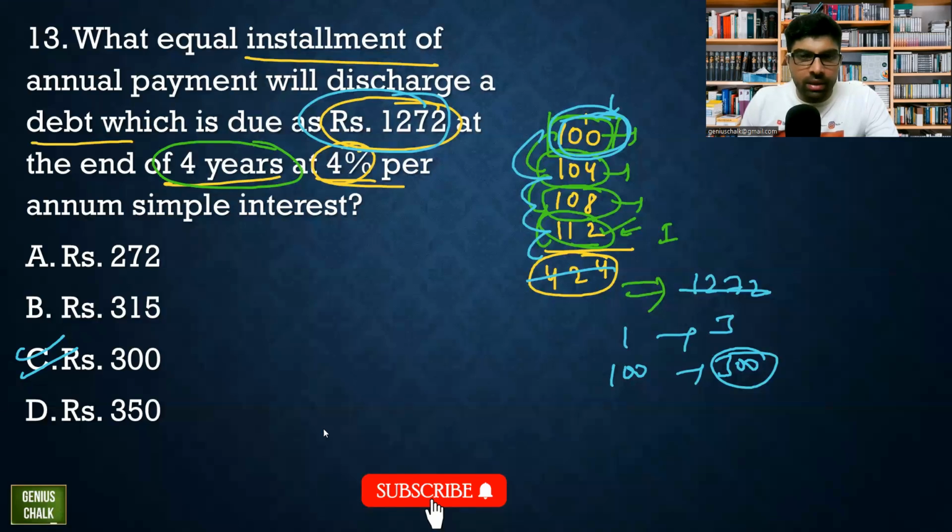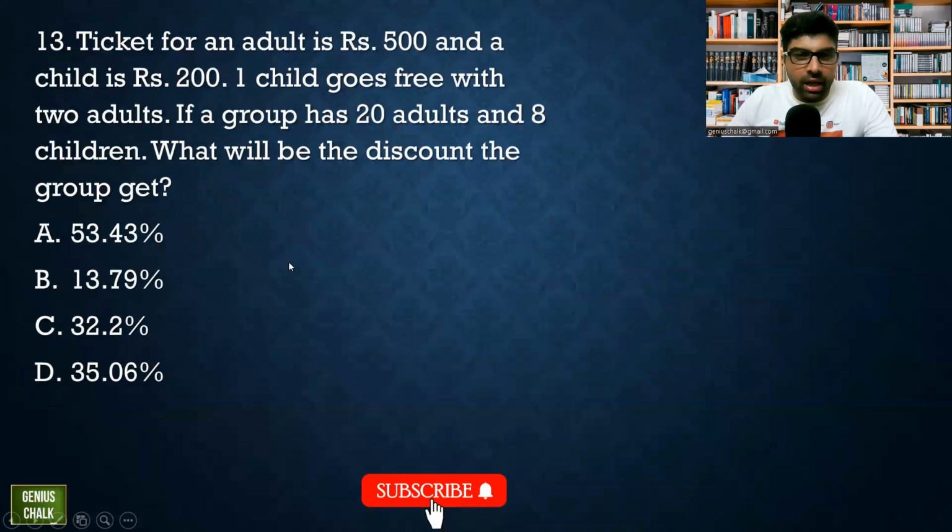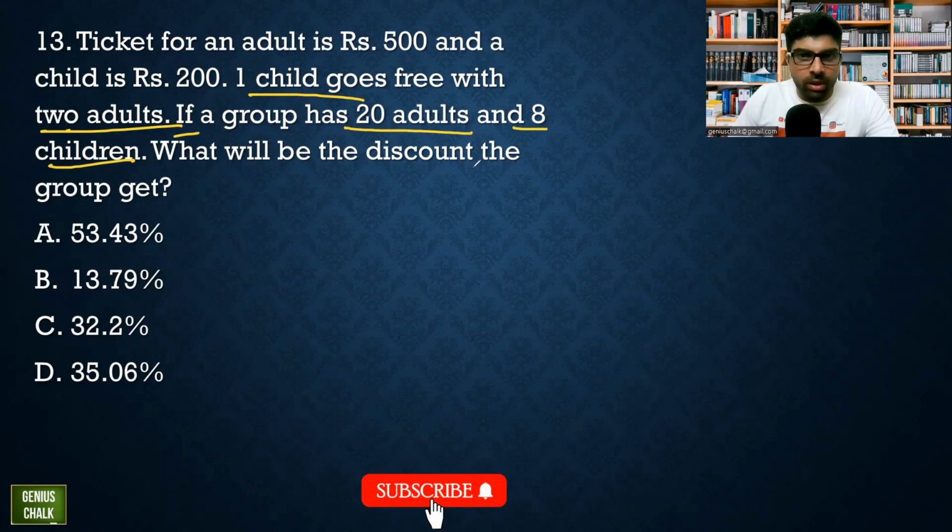Next one. A ticket for an adult is 500 and for a child is 200. A child goes free with 2 adults. If the group has 20 adults and 8 children, what will be the discount the group gets? So for an adult, 500. For a child, it's 200. So 20 adults, that means the total payment should be 500 into 20, and 8 children.